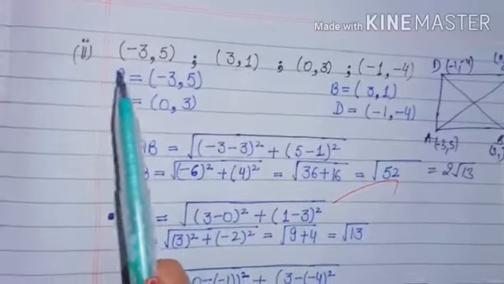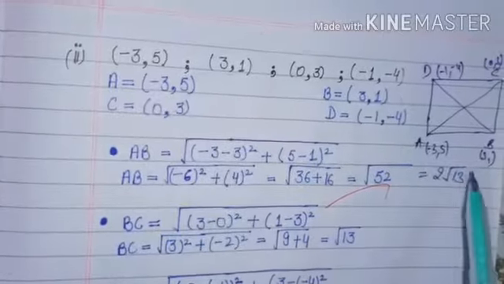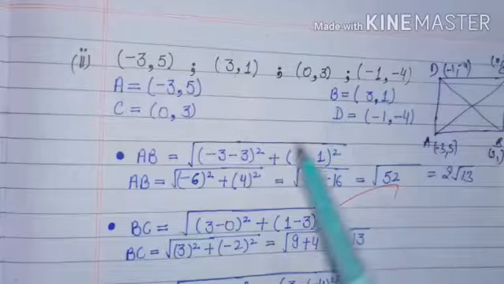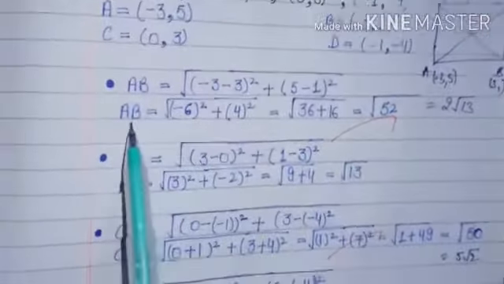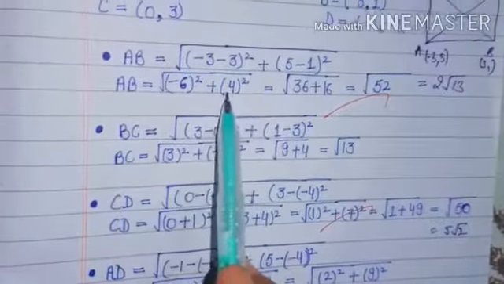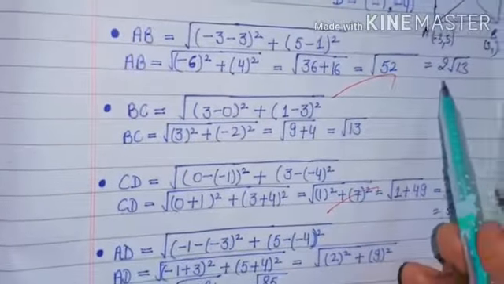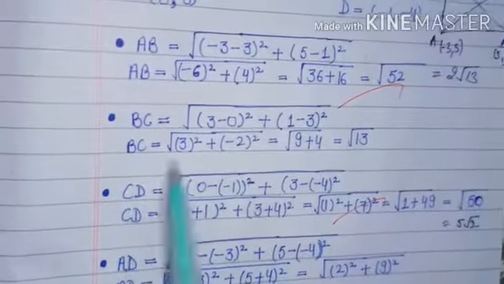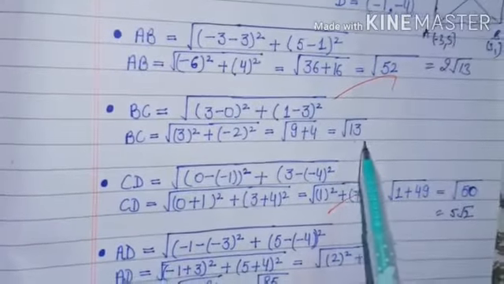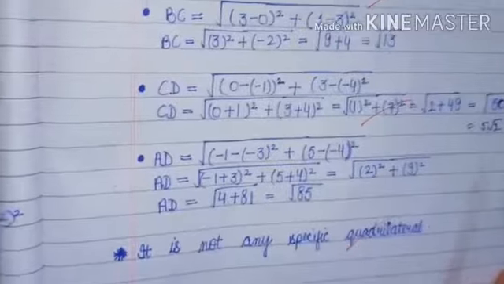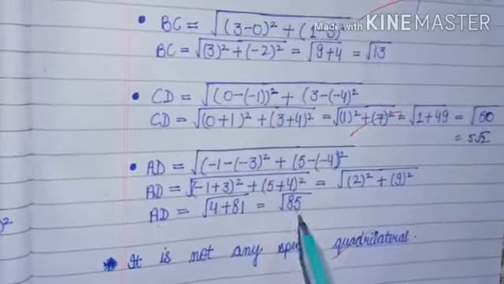Now the second part. In the second part these 4 points are given and again we will get a quadrilateral ABCD and we will find the distances. First we will find AB using the distance formula. You will get under root 52. In simpler form you can write 2 under root 13. BC, that is under root 13. CD under root 50, you can say 5 root 2, and AD is under root 85.